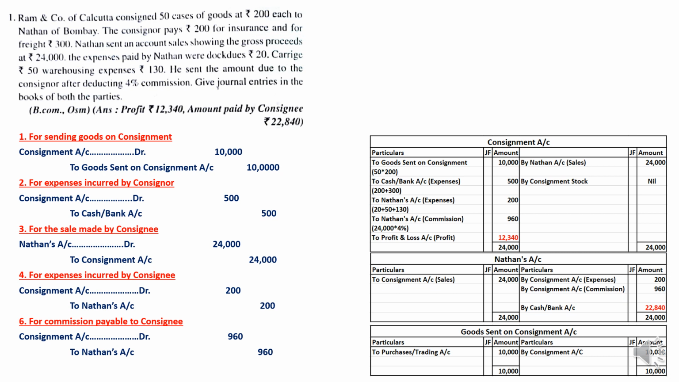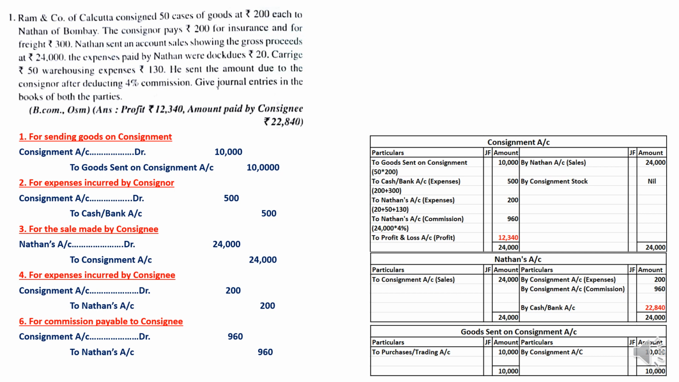Since we are preparing these accounts in the books of consignor, next the goods sent on consignment account was opened by consignment. We have opened 10,000. It will be transferred to either purchases account or trading account. So we have closed this account. Now we got two figures. One is profit, another one is amount receivable from the consignee.